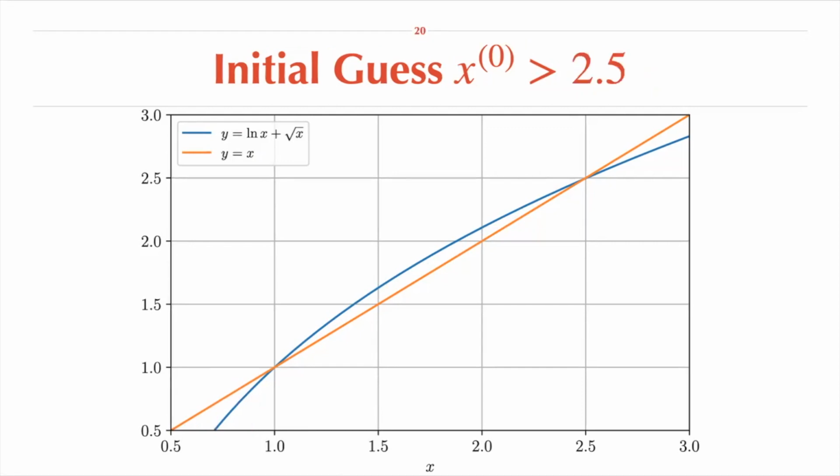Okay. Now the third case is when this is greater than 2.5. So in that case also you can see that it is converging towards the other root, 2.5. So this is different from before. Initially it was converging to 1. Now it is converging to 2.5.